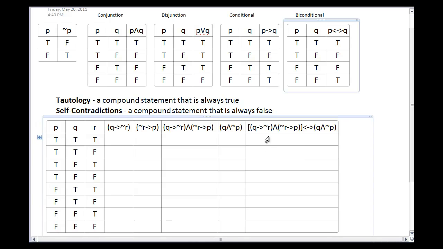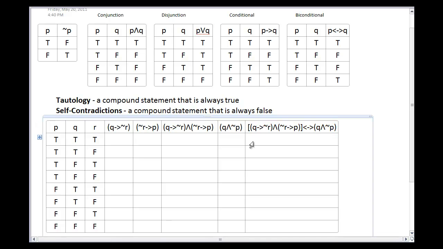If you can do that, then you can do any sort of truth table. So let's build up this truth table. I've got the statement here on the far right. This is what I'm after. I've got the statement that Q implies not R, and not R implies P, if and only if Q and not P. That's my statement I'm after.